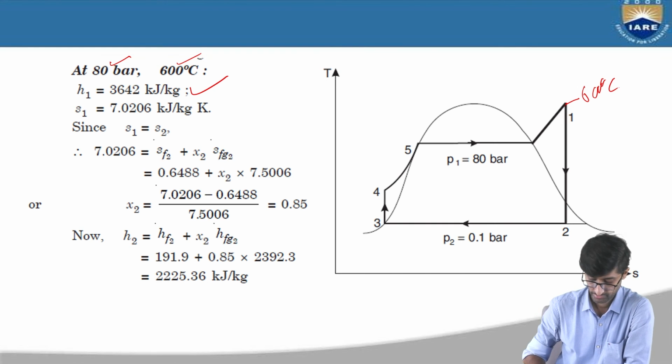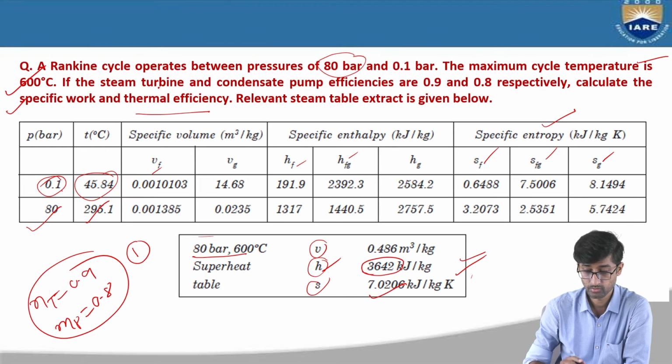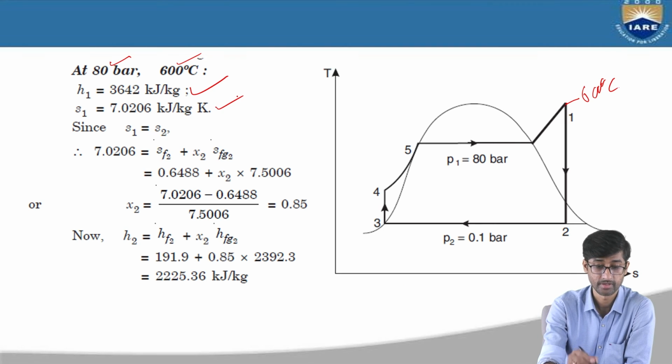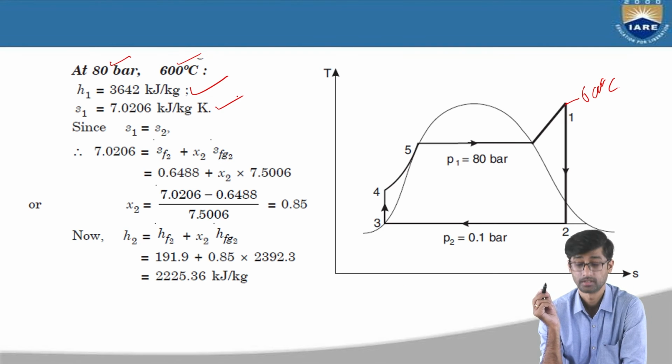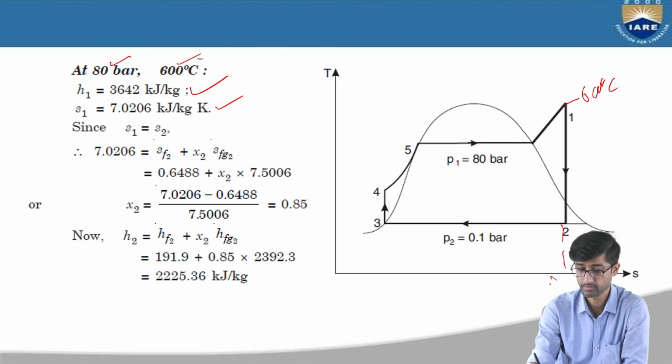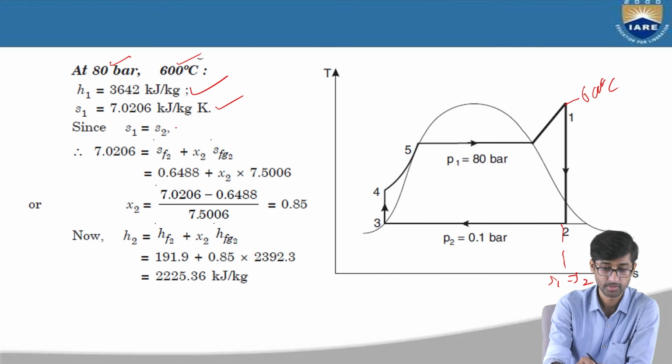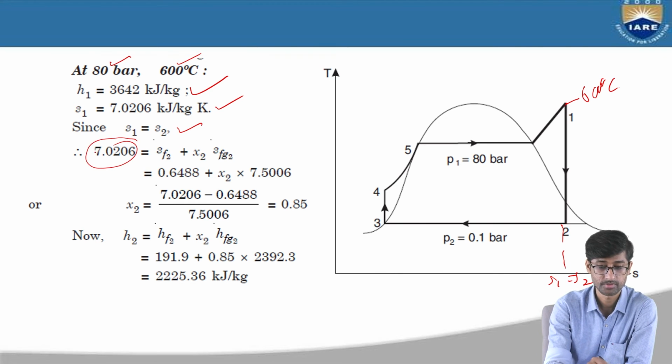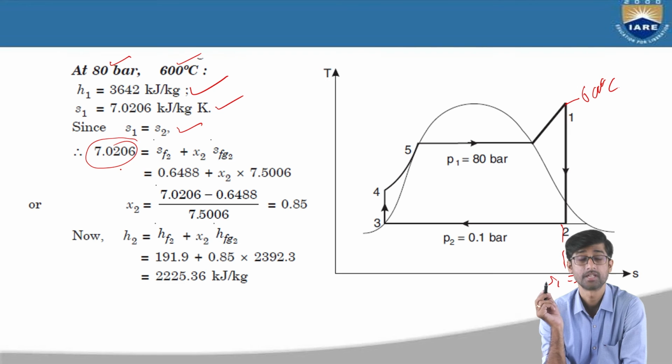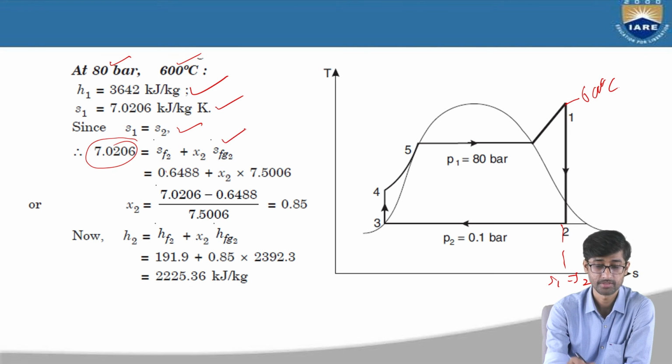What is the value of S? 7.02. This is the value of S1. Now, if you see here, S1 is equal to S2. If you put S1 equal to S2, this becomes, already calculated from steam tables, right? SF plus X into SFG2.